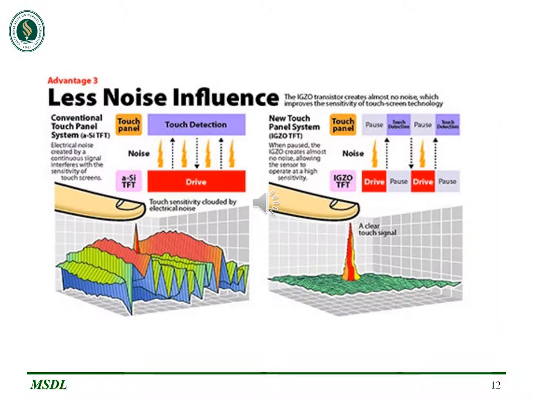The third advantage of indium gallium zinc oxide TFTs is that they help achieve less noise influence. Using IGZO transistors creates almost no noise, which is an improvement in the sensitivity of touchscreen technology. In conventional touchscreen panels made of amorphous silicon TFTs, the electrical noise created by a continuous signal interferes with the sensitivity of the touchscreen. But using IGZO TFTs, when paused, the IGZO creates almost no noise, allowing the sensors to operate at high sensitivity.